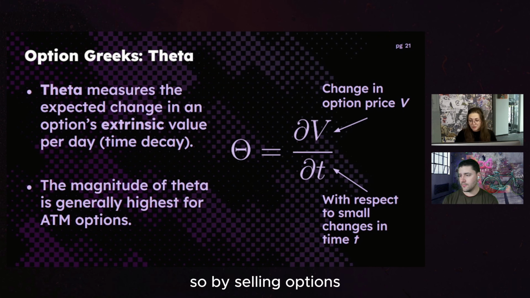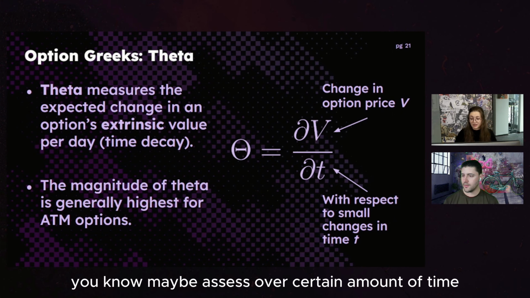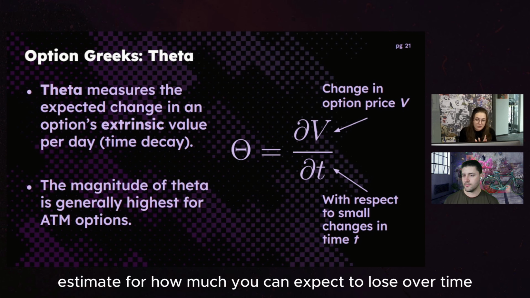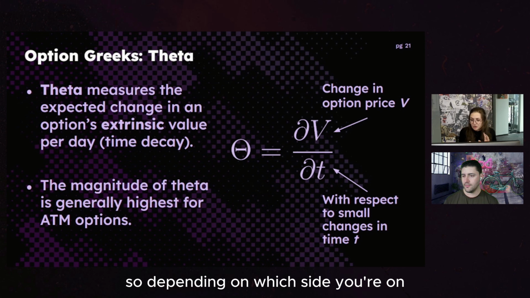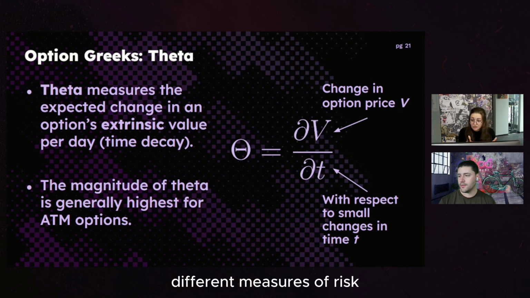So by selling options, this is a measure of how much expected profit you can assess over a certain amount of time. And then for long options traders, this is more of an estimate for how much you can expect to lose over time. So depending on which side you're on, whether you're buying options or selling options, this will give you different measures of risk and different levels of benefit.